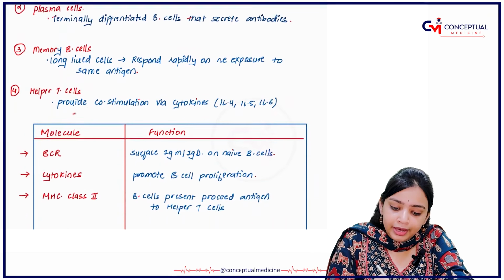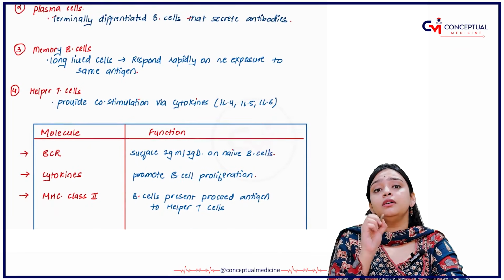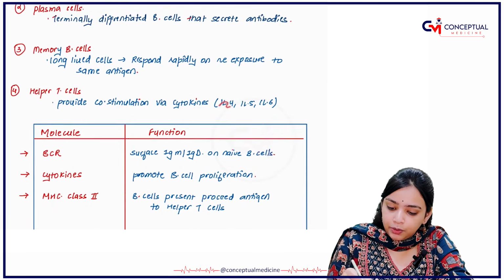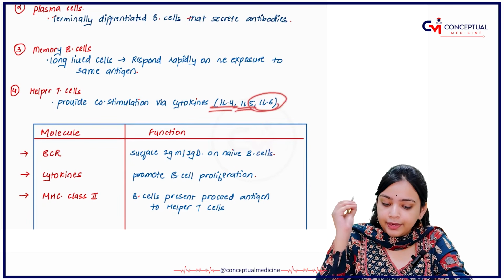Fourth one is the helper T cells. What do they do? They provide the co-stimulation via the cytokines, like interleukin 4, interleukin 5 and the interleukin.